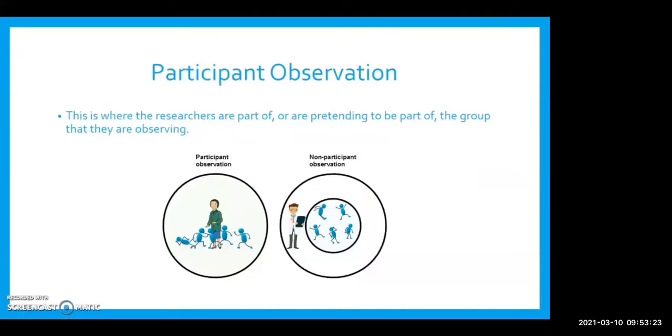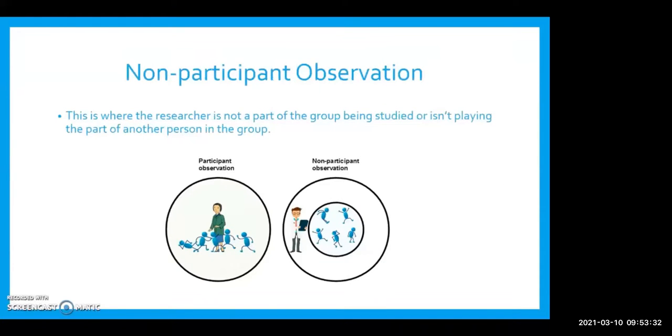Participant observation. This is where the researchers are part of, or are pretending to be part of, the group they are observing. Non-participant observation. This is where the researcher is not part of the group being studied or isn't playing the part of another person in the group.